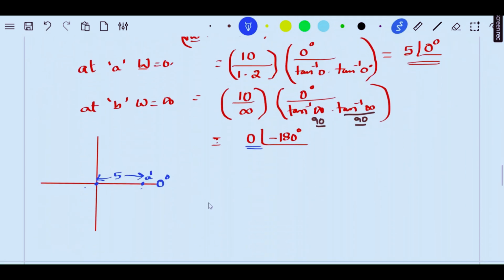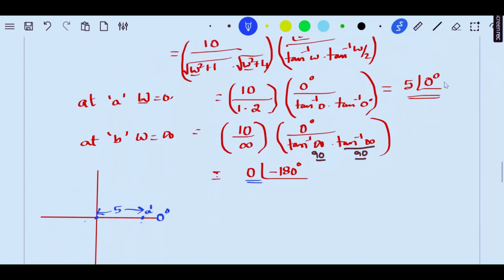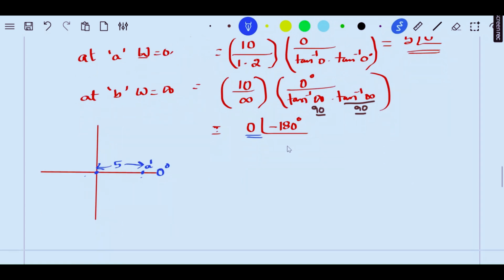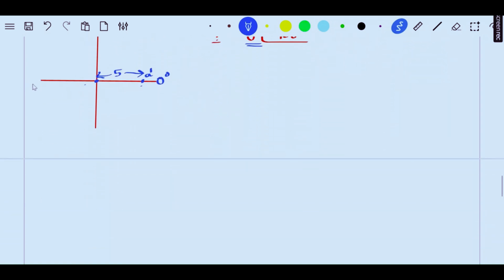Therefore, the new contour in this problem, what we can see here, is that at A it is 0 degree, and when the transfer function is traversing to B, it goes with minus 180 degree. And we know that minus 180 degree is this line. So what happens here is my contour from A dash to B dash will be in this direction, like this. So this is B dash.